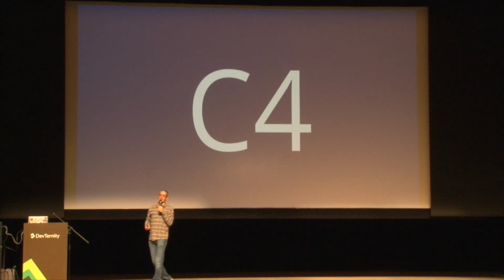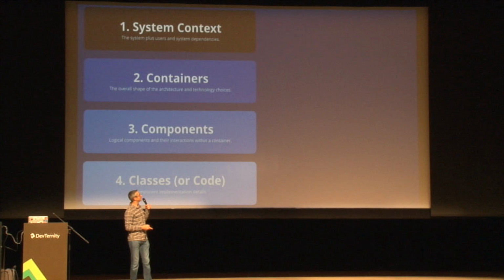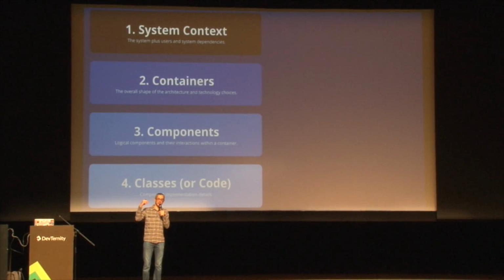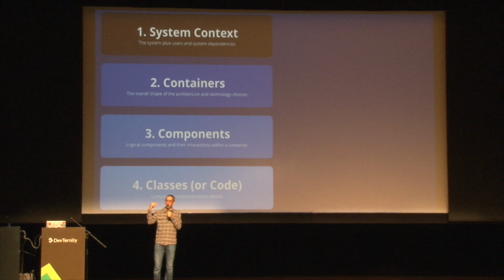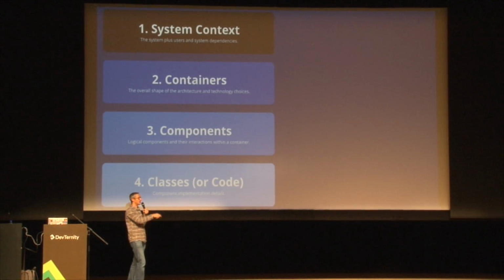With this in mind, we can then draw some pictures. And this is what I call my C4 model in my book. There's a system context diagram at the top. You zoom in to show the containers. You zoom into each container to show components, and then optionally you can zoom in and see classes.